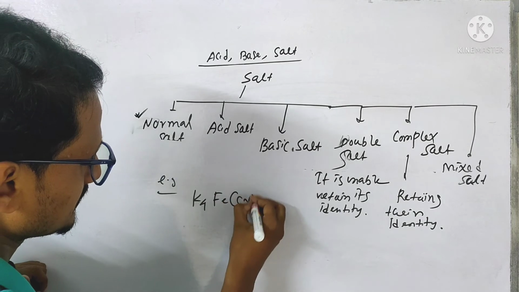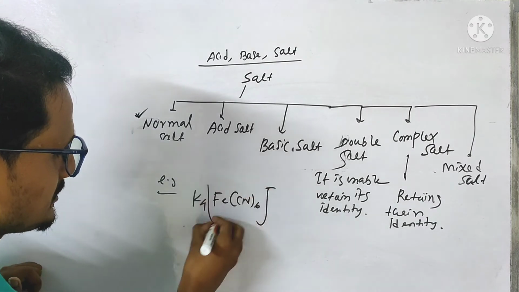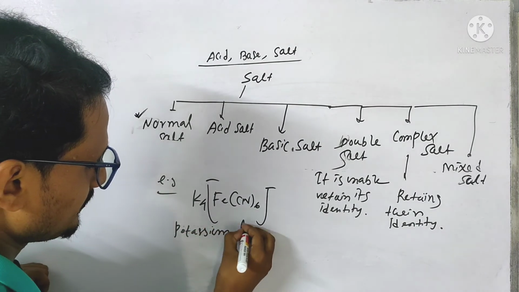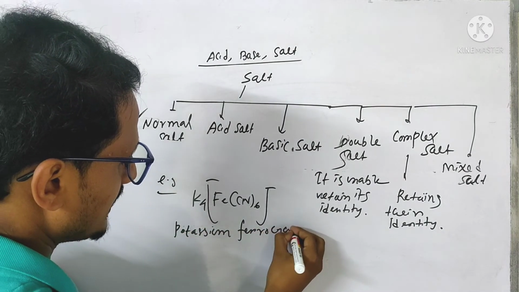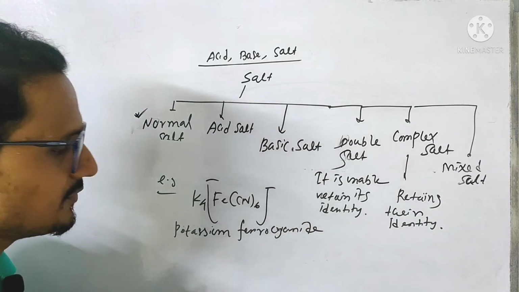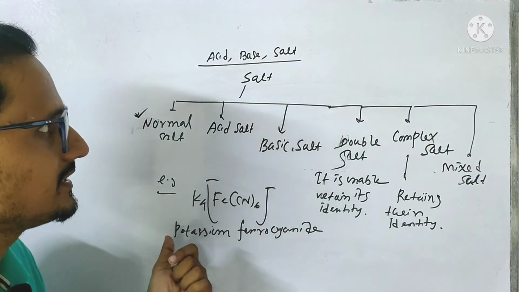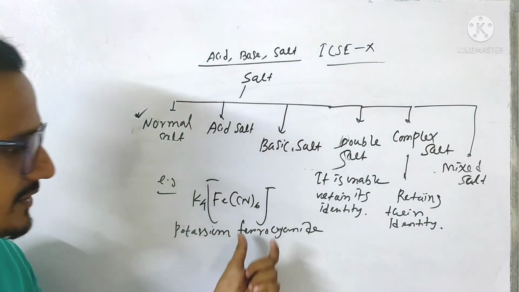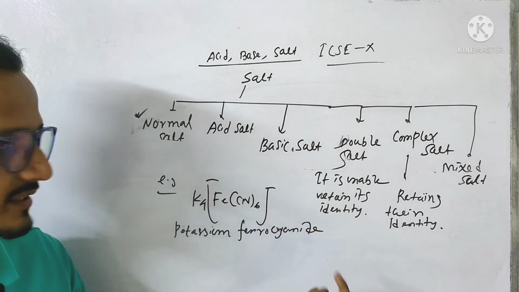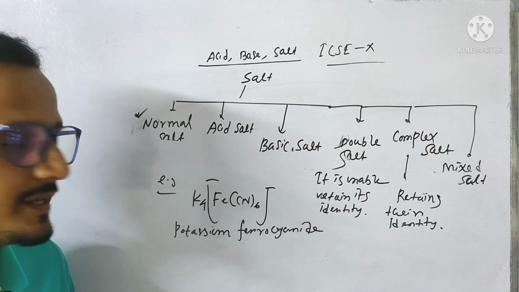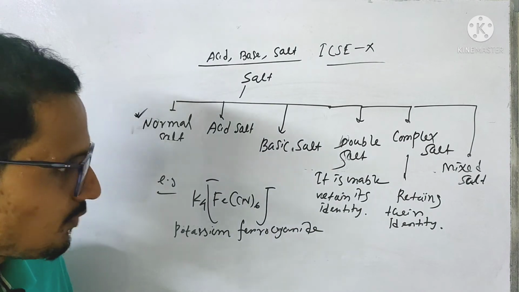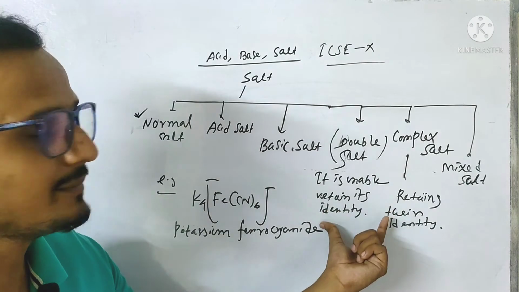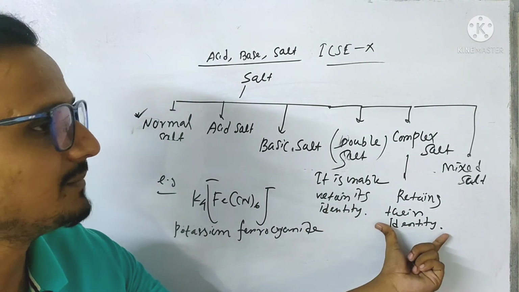One example of complex salt is K4[Fe(CN)6], called potassium ferrocyanide. Whenever you see a square bracket, you will think that it is a complex salt. This chapter is for ICSE 10 only. What is the difference between complex and double salt? A double salt is unable to retain its identity, but a complex salt retains its identity.